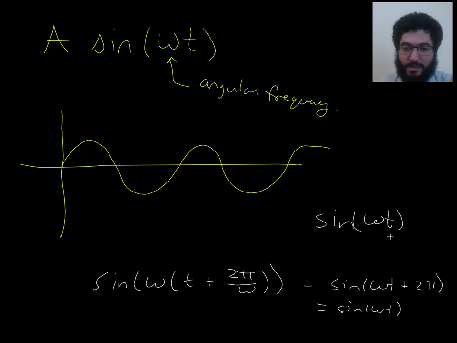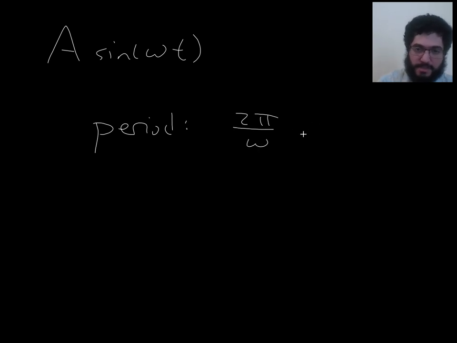So the period of sine omega t, or a sine omega t, meaning the time it takes to do one cycle and then start to repeat, is going to be 2 pi over omega. So given a sine omega t, the period is 2 pi over omega. This is in units of time. It doesn't matter what unit, but let's say t is in seconds, then the period is this many seconds.